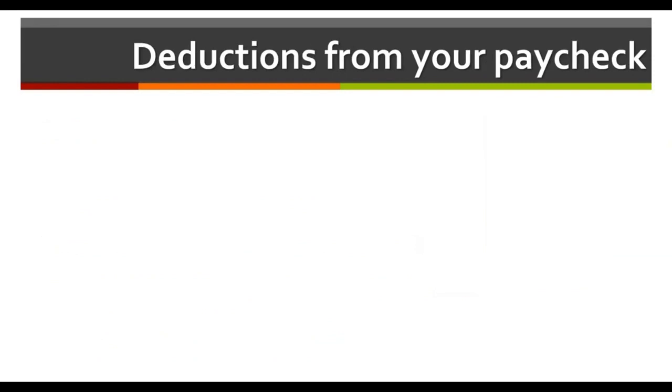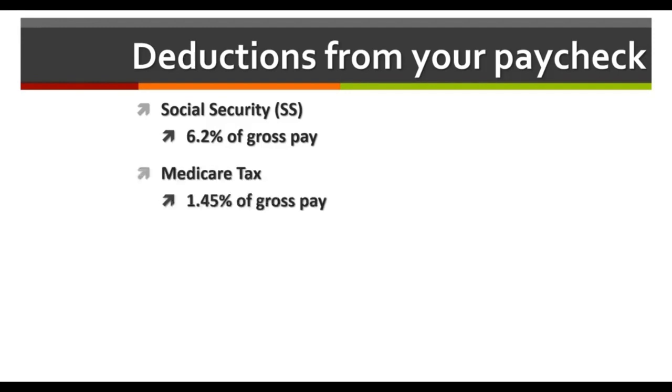Now let's talk about the 4 taxes that can be deducted from your paycheck. The first one is Social Security. This is 6.2% of your gross pay. Remember that when we're converting a percent into a decimal, we drop the percentage sign and move the decimal 2 spots to the left. That would be the equivalent of 0.062 as a decimal. Medicare is 1.45% of your gross pay. If we converted that to a decimal, that would be 0.0145.